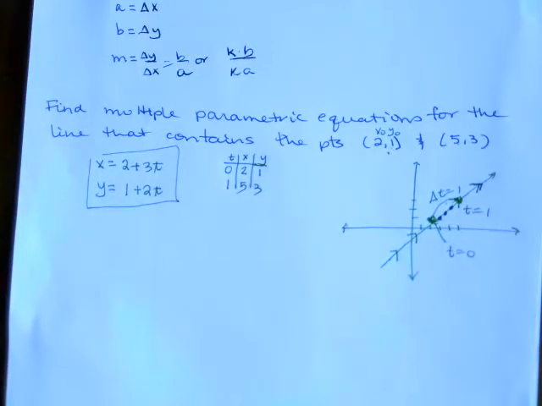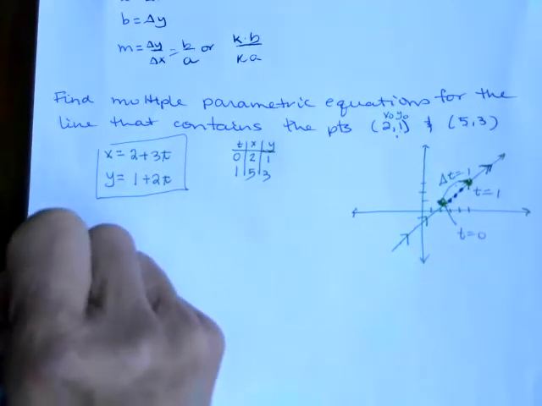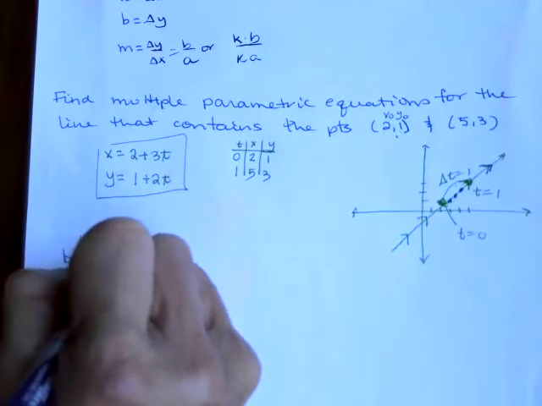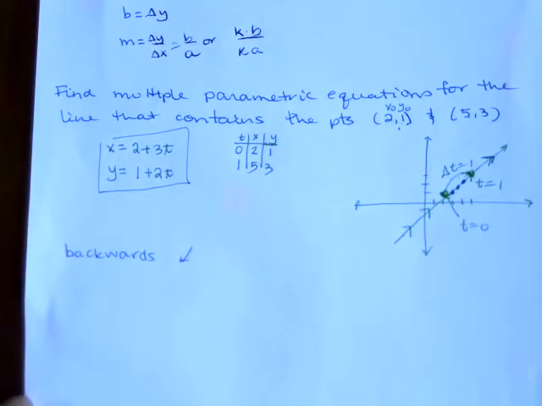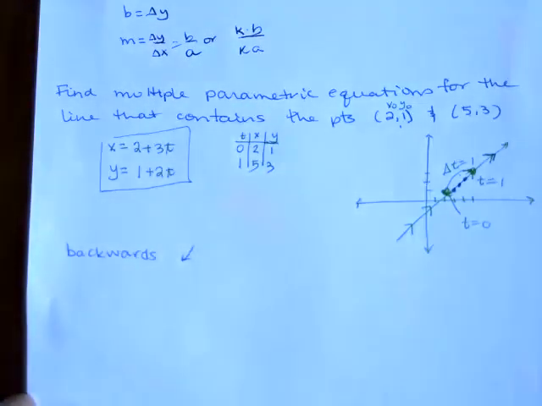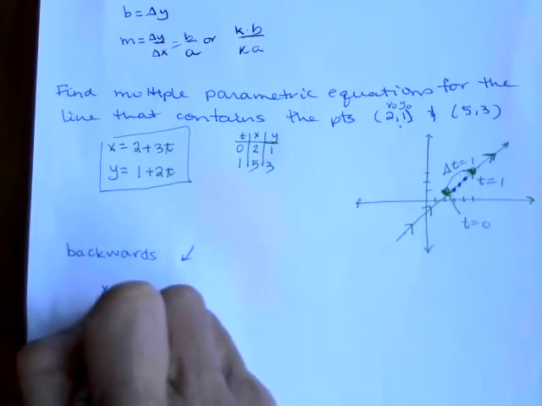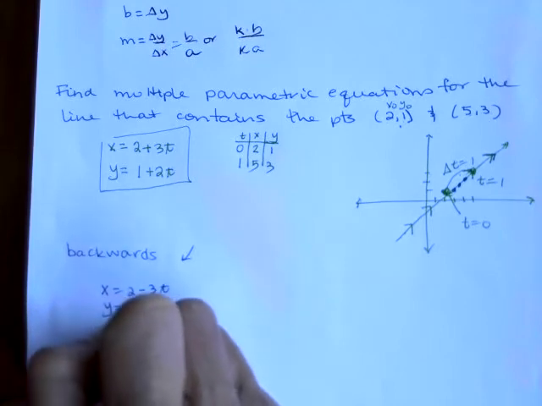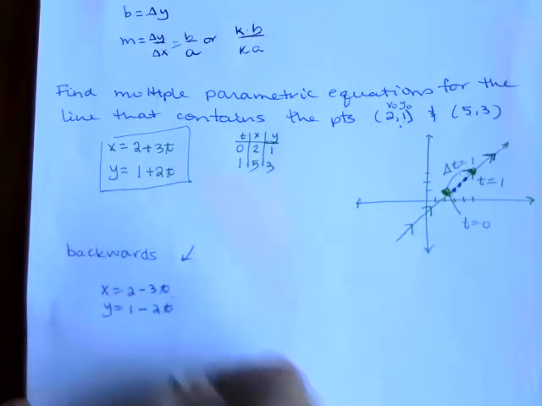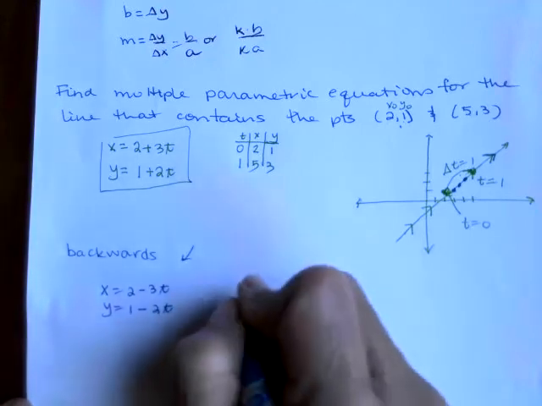Okay, what if I wanted to go backwards? How do you think we'd do that? And by backwards, I mean right down to the left. Let's just change the signs. We'd multiply delta x and delta y by negative 1. So x would be 2 minus 3t, and y would be 1 minus 2t. That would work.